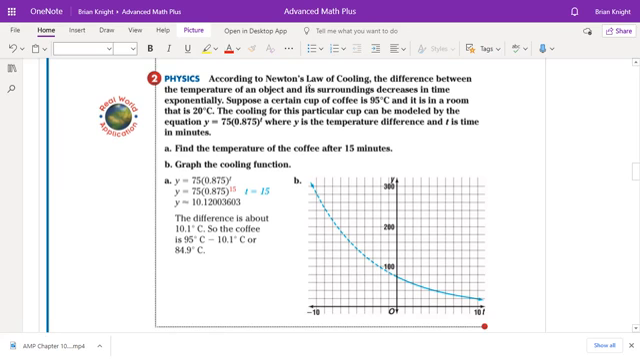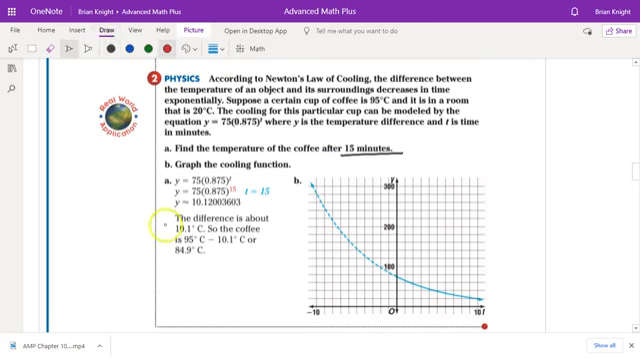It says A, find the temperature of the coffee after 15 minutes. This is what I was saying. These are not very hard basically because they give you everything you need. They give you the equation right there. So after 15 minutes, we just plug in 15 for what? For t. Plug it in right there, and you do 75 times 0.875 to the 15th power. That gives you 10.1. But understand, that's the what?